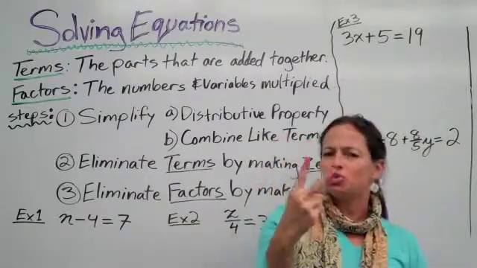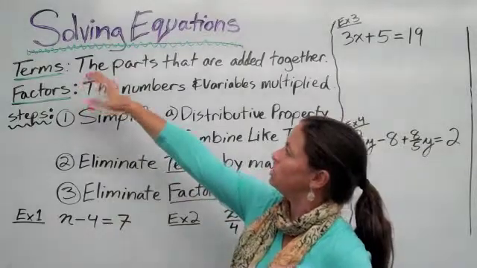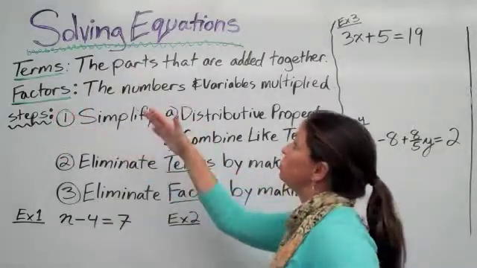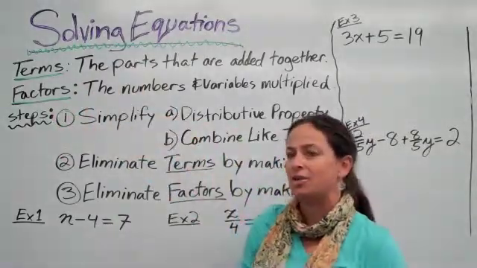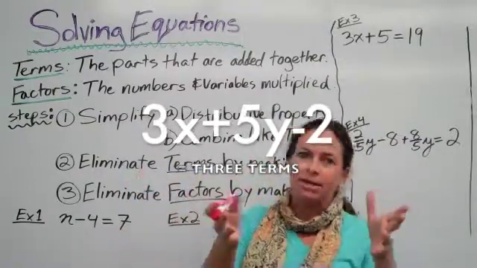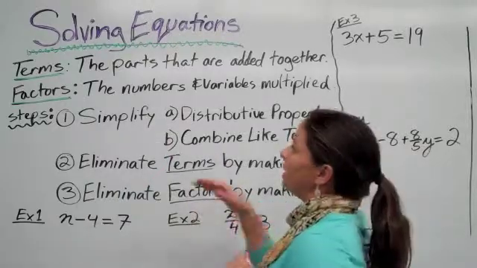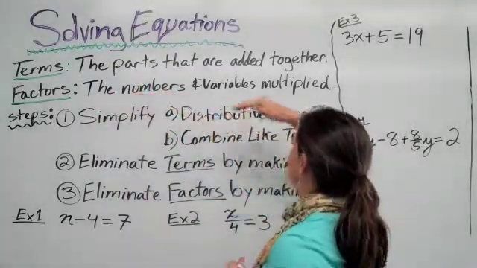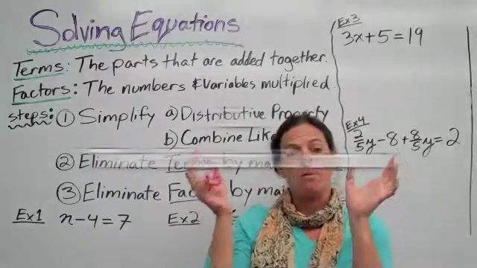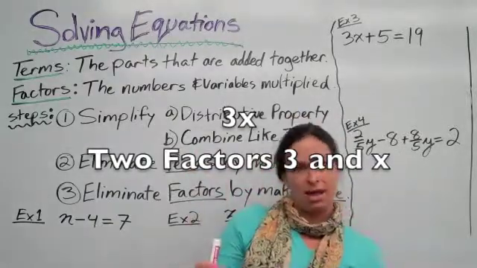You have two very important vocab words you need to understand. First, terms and factors. Terms are the parts that are added together. So if you have 3x plus 5y minus 2, you have three terms. But a factor is the numbers and variables that are multiplied. So if you have 3x, you have two factors, which are 3 and x.